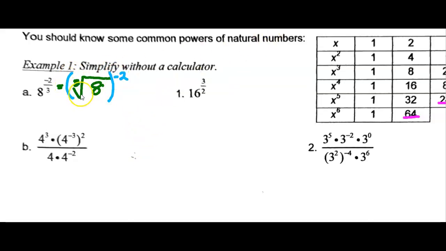Because you know the cube root of 8, right? You know that's 2 times 2 times 2. It makes the number you're working with smaller when you do the root first. And then you can raise it to the -2 power, which would be 1 over 2 to the +2, which is 1/4.